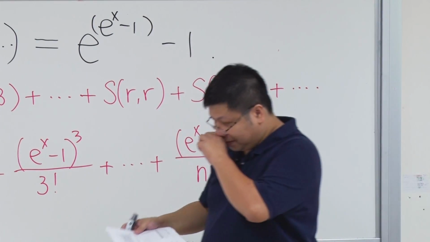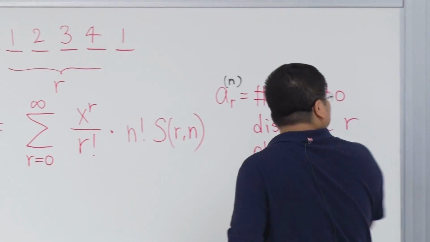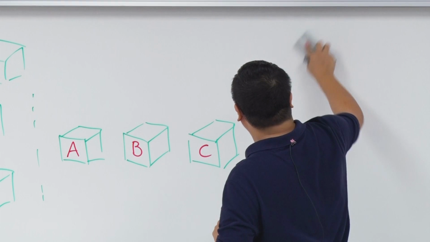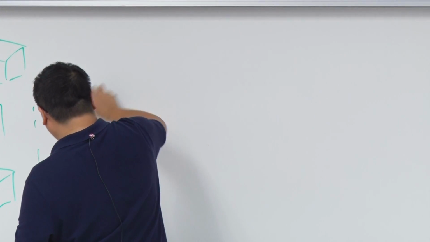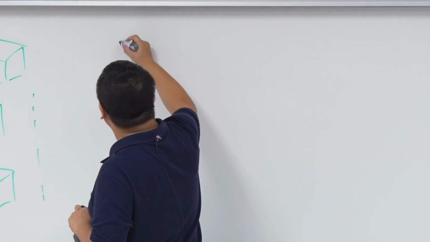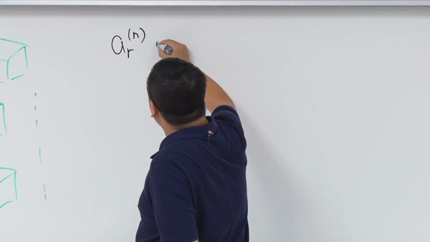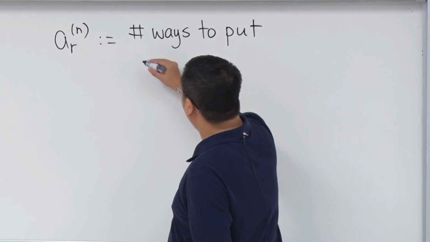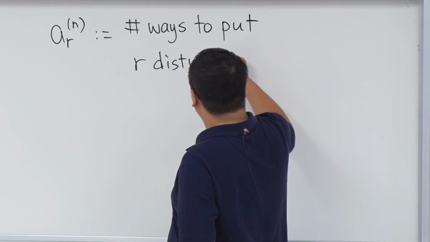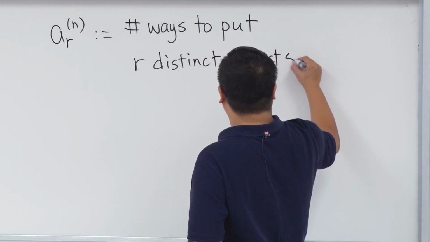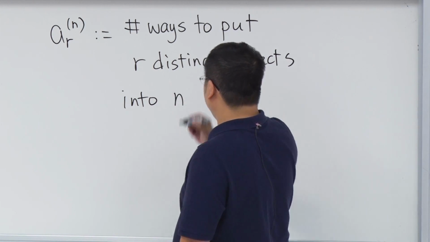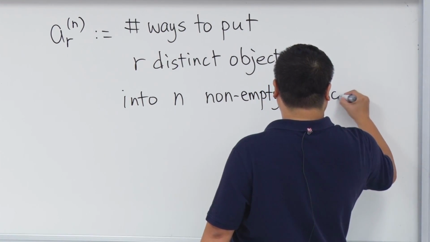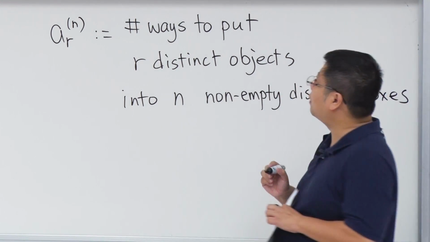Okay, now I have a question for you. We just mentioned that this ARN, which is the number of ways to put R distinct objects into n non-empty distinct boxes. Right? So we have defined this ARN here.